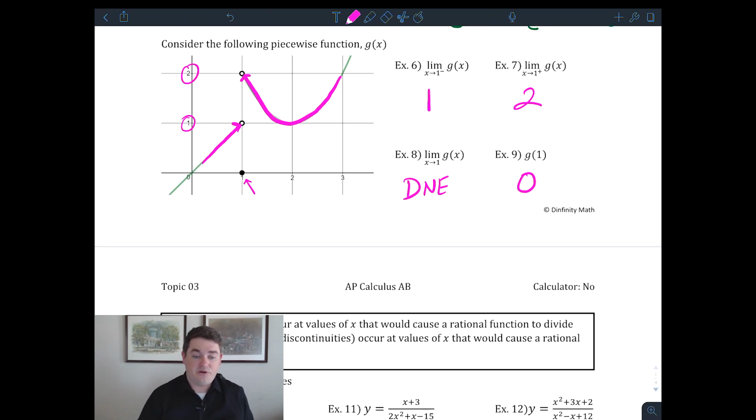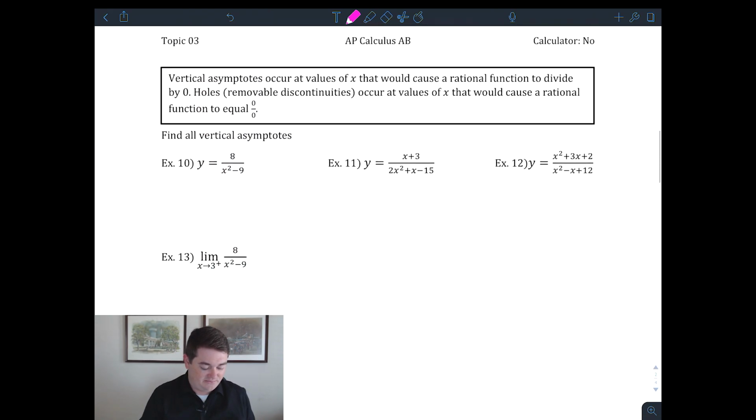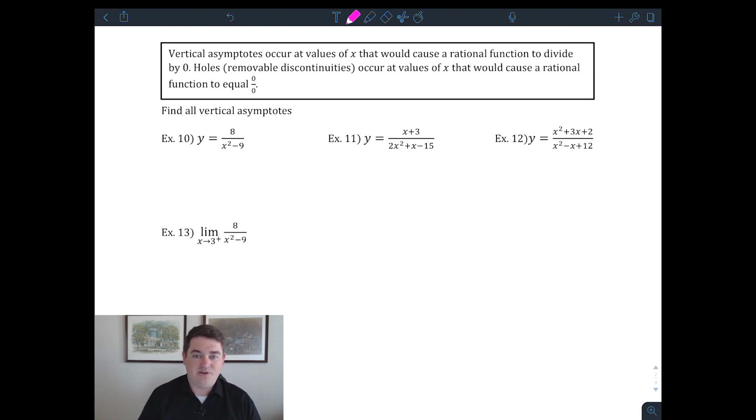Shifting gears a little bit here, we're going to move on and talk about vertical asymptotes. Now, vertical asymptotes occur in a graph when you're at a value of x that would cause you to divide by 0. But remember, if you have 0 over 0, that's actually going to be a hole, not a vertical asymptote. So when we deal with one-sided limits, think about what can happen at a vertical asymptote. A graph can either go up the asymptote to infinity, or it can go down the asymptote to negative infinity.